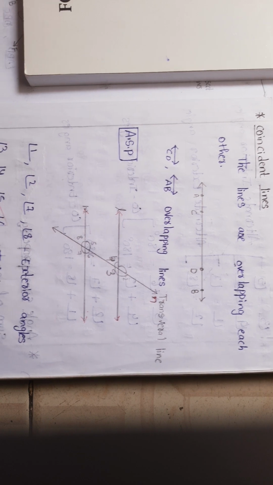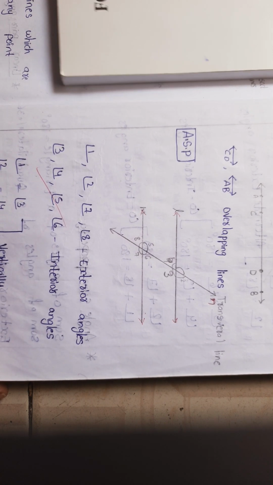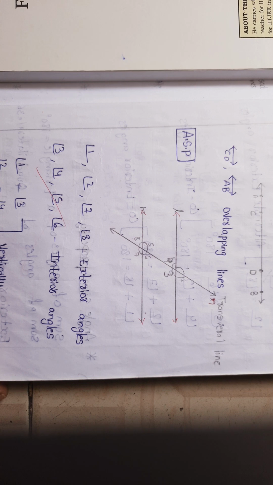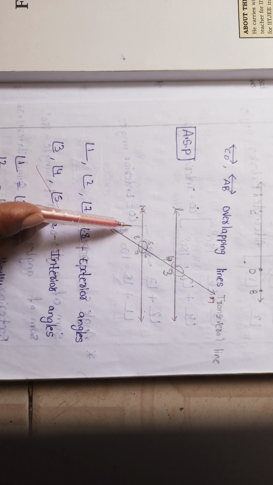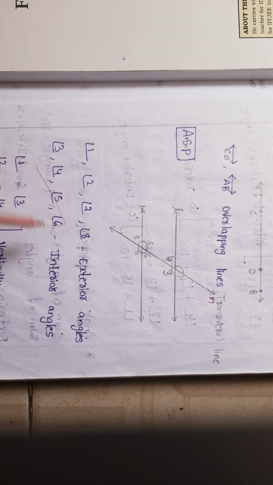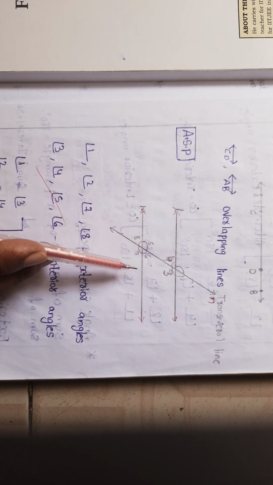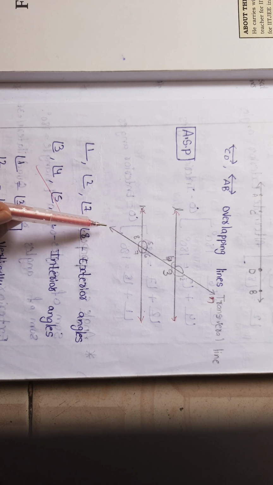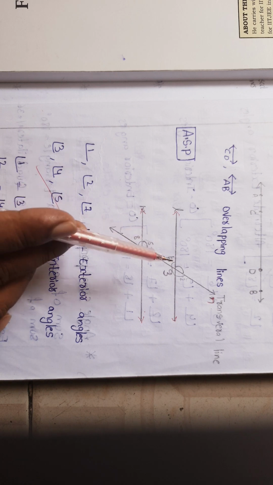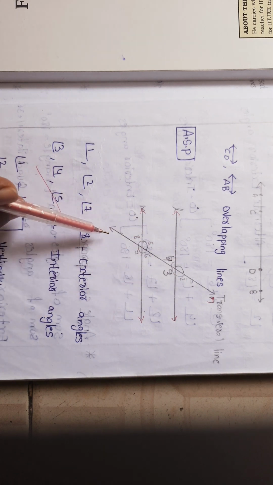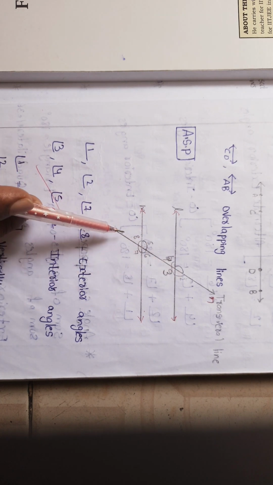Based on this figure, I shall explain all the values listed. Angles 1, 2, 7, 8 are exterior angles. Already I have informed you, L and M are parallel lines. N is a transversal line because it cuts in a different direction. Even if it is a straight line or an inclined line, it cuts at two different points. That's why it is called a transversal line.